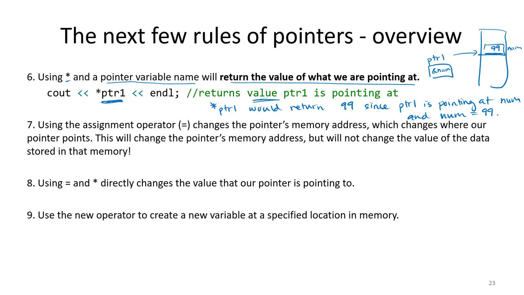Next rule. Using the assignment operator, or the equal sign, changes the pointer's memory address, and that changes where the pointer points. So assigning a pointer a new memory address will change where the pointer points, but it will not change the value of the data stored in the memory. So we can change where our pointer points without affecting the values we are pointing at.